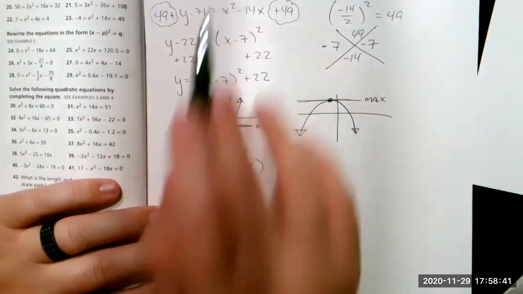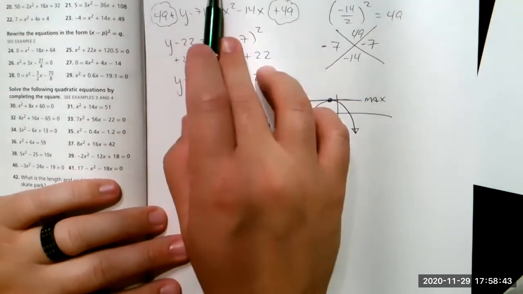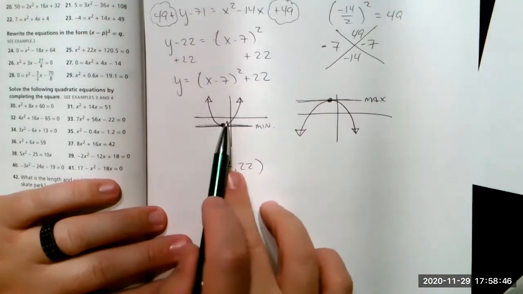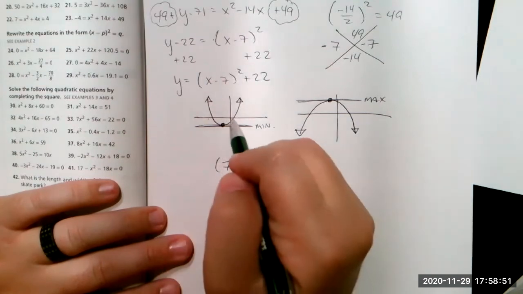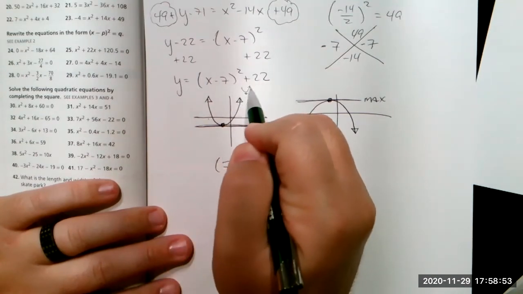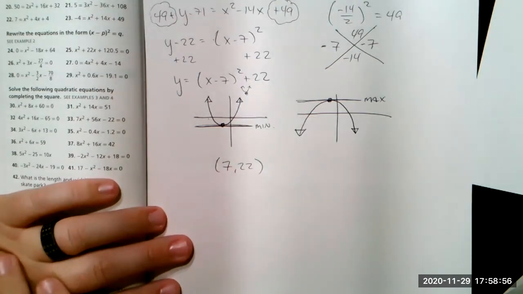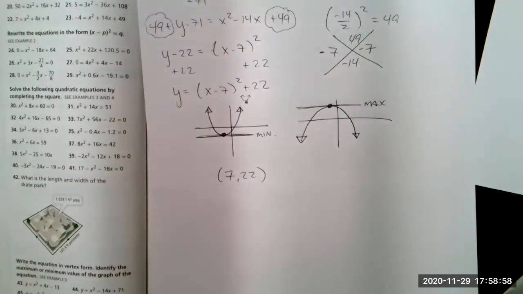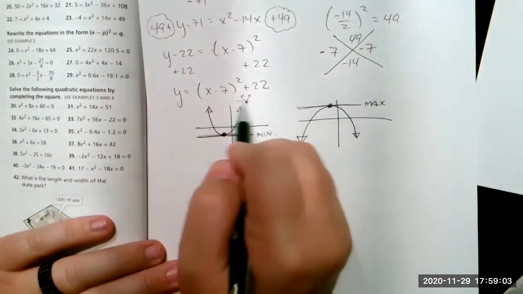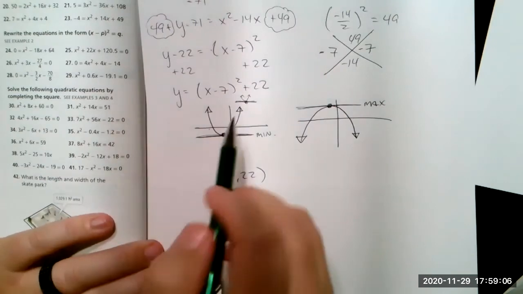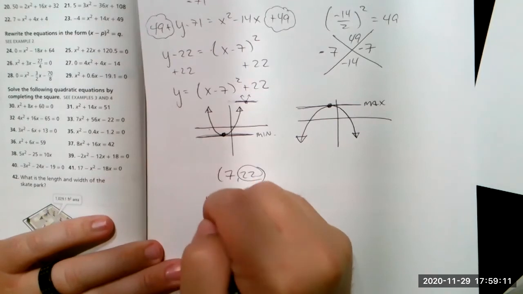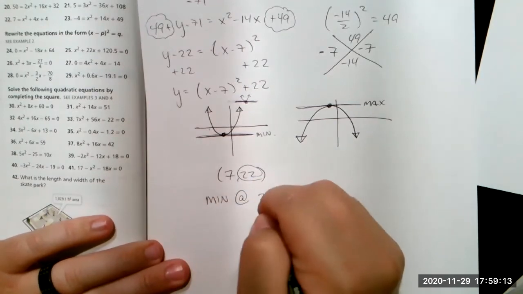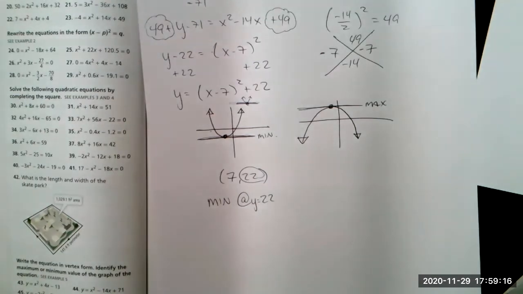So if I were to graph this parabola, it would be a positive parabola, so it would look something like this, and then the vertex, that bottom point right there, would be at 7, 22. So it would look something like that right there. So the question, what's the minimum or maximum value? It looks like this would have a minimum because it's a positive parabola. And then this y value right here has a y value of 22. So it would have a minimum at y equals 22.